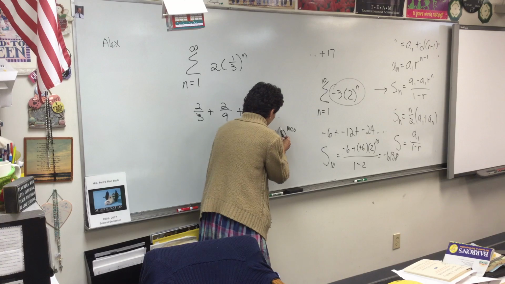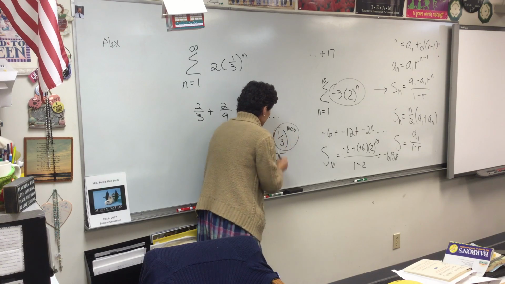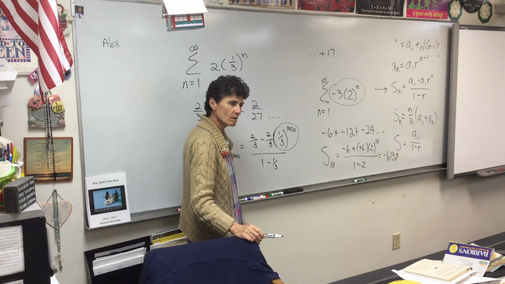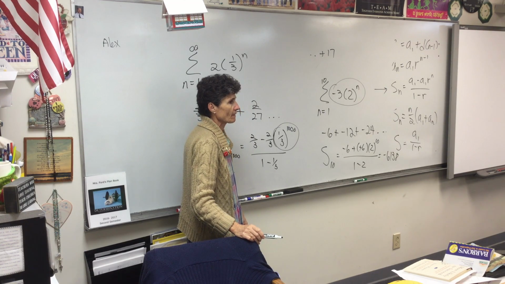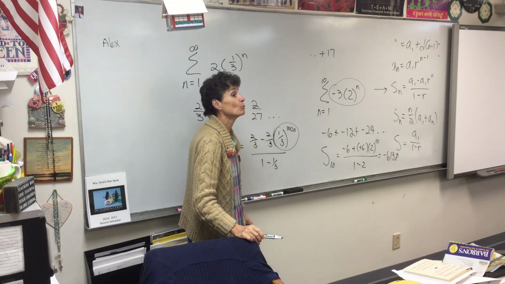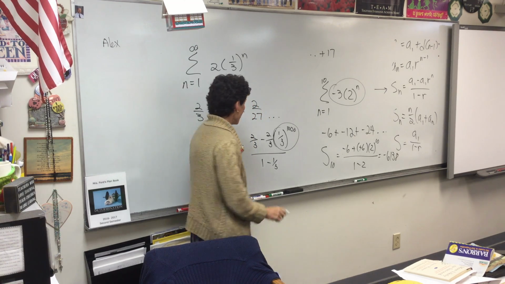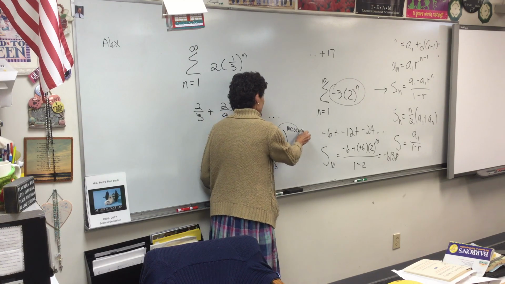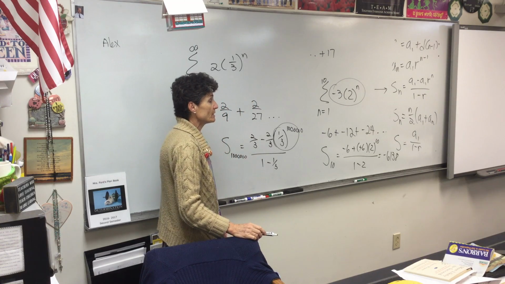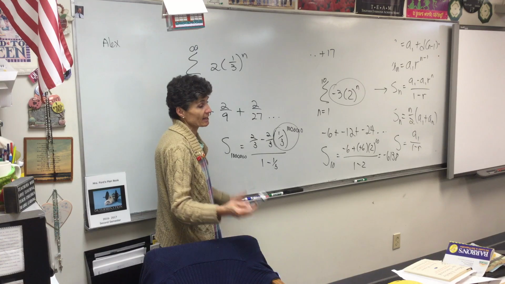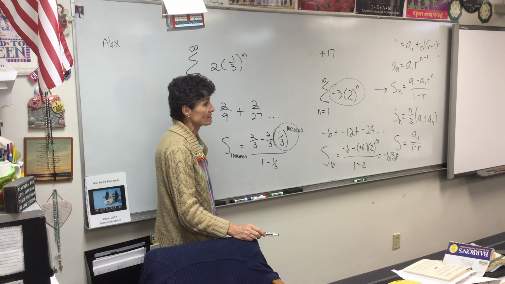Can you describe what happens when you raise 1/3 to the 1,000th power? It's tiny. That's putting it mildly. It gets really, really small. In fact, if you raised it to the 1,000,000th power, it would get so small that your calculator would say, that's just, I can't deal with that. That's the same as 0.